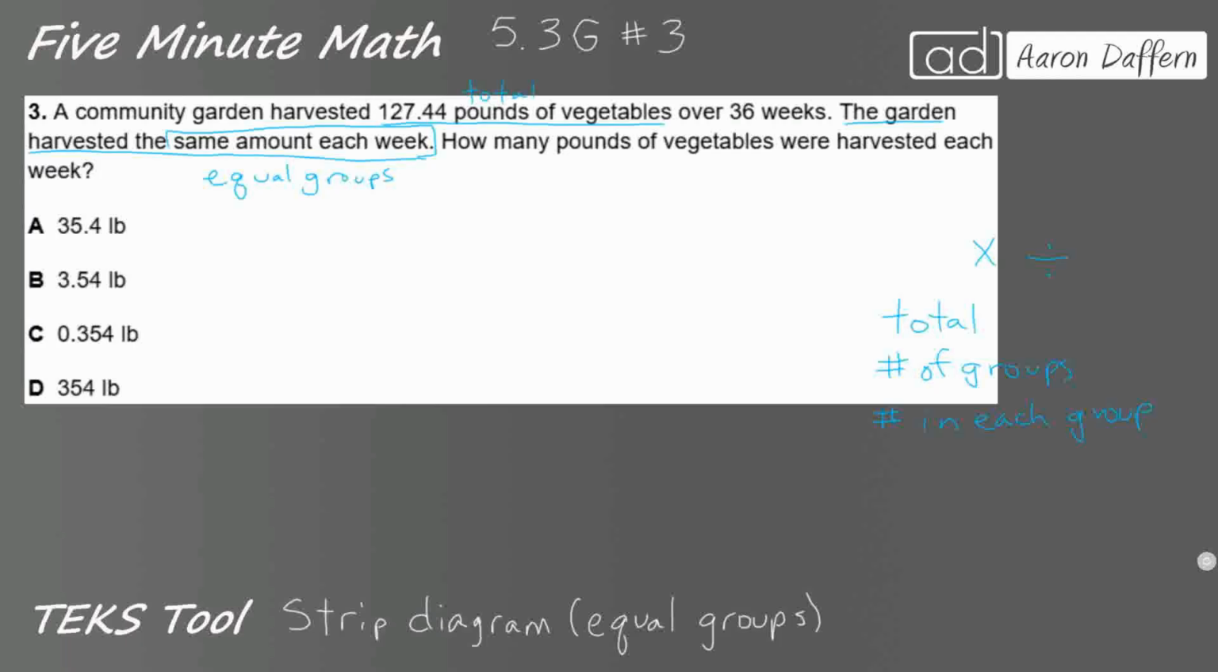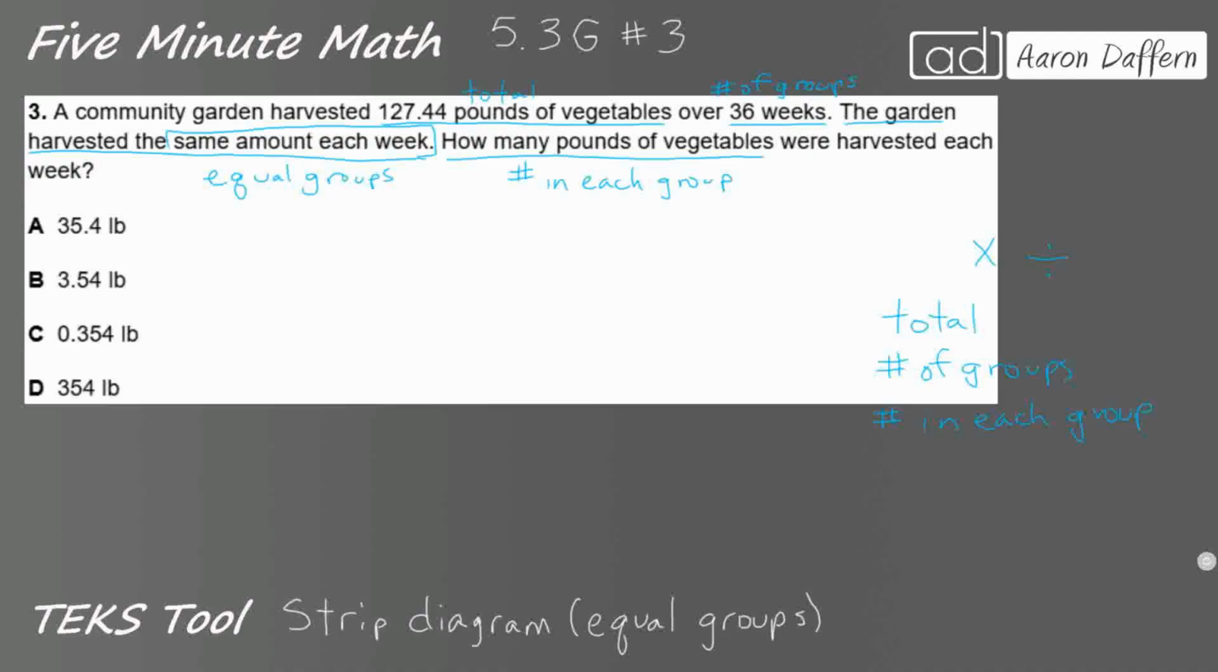Now, what are we doing with this 36 weeks? Well, I've got 36 weeks and I want to know how many pounds of vegetables are harvested on each week. So this week seems to be a group. So that means if we have 36 weeks, that's the number of groups. And then my question is how many pounds of vegetables? That's going to be the number in each group. So if my week is going to be my group, I'm wanting to know how many pounds or how much is in each of those weeks or each of those groups.